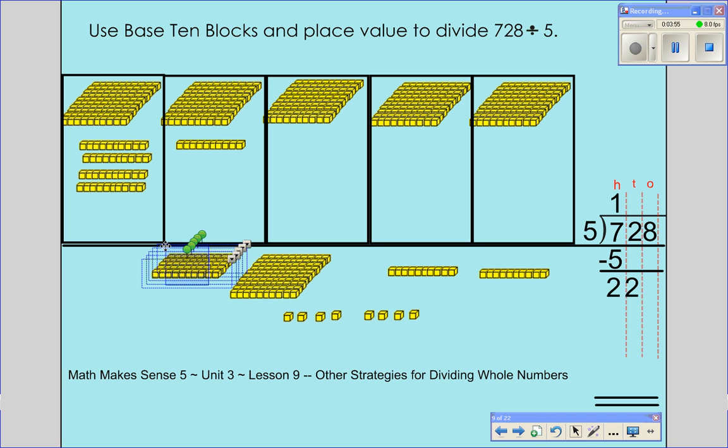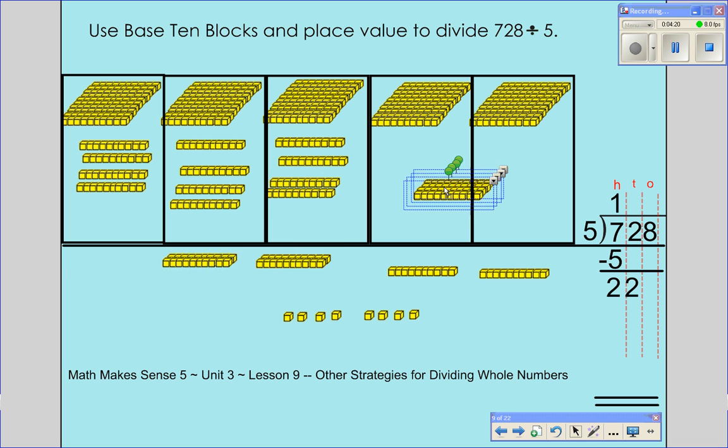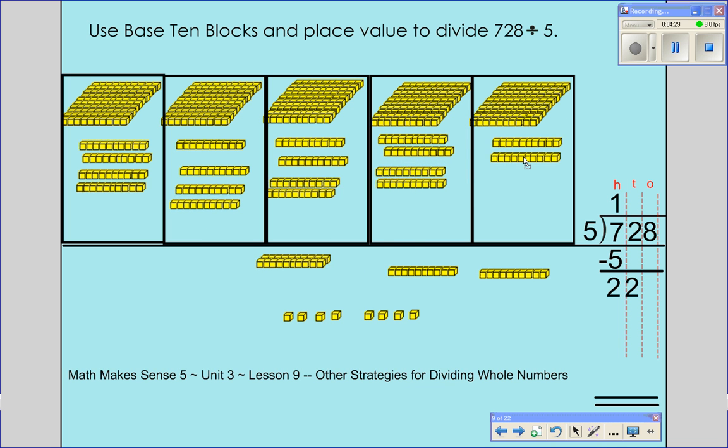1, 2, 3, there we go, 4. Another group of 4. 1, 2, oops. Try that again. 1, 2, 3, 4. Okay, another group of 4 over here. There's another group of 4. Okay, and 2 groups of 2, so that'll make 4. What do you know? I still have that group of 2 left.